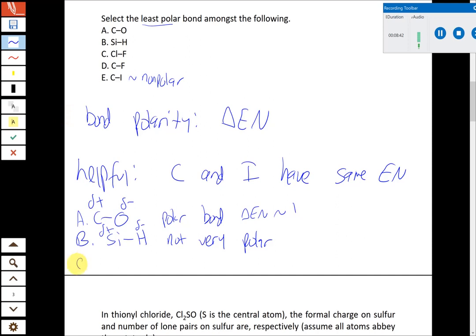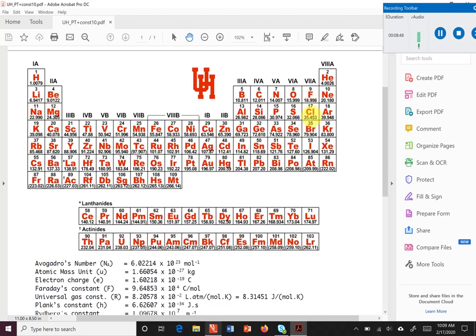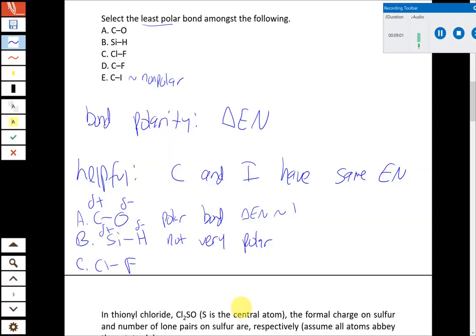If we go to ClF, a lot of you picked this answer choice, and this was not a bad choice. Cl and F are fairly close to each other in electronegativity, but it still would be a polar bond. Fluorine is the most electronegative atom on the periodic table, so it's going to be more electronegative than chlorine. You're going to have a polarized bond towards fluorine. Again, not terribly polar because they're fairly close to each other, but still significantly polar.